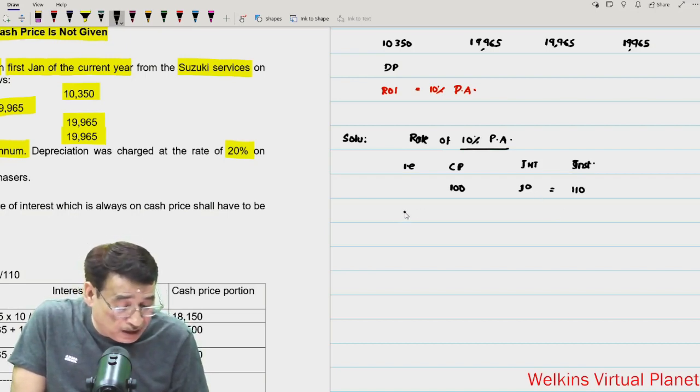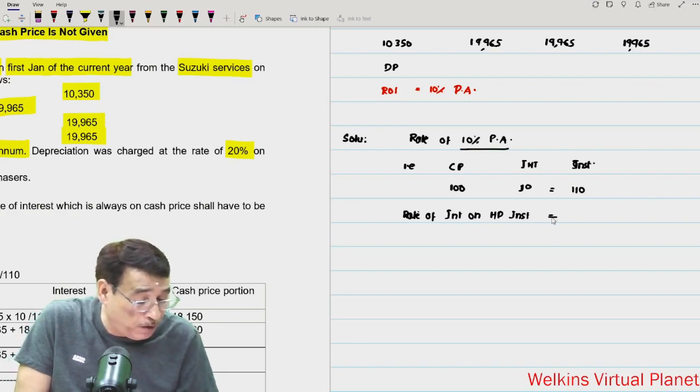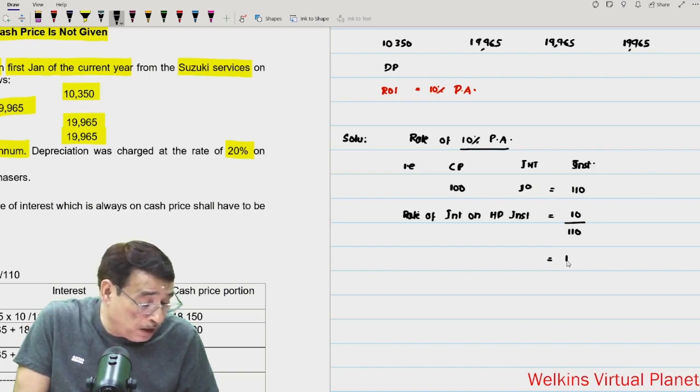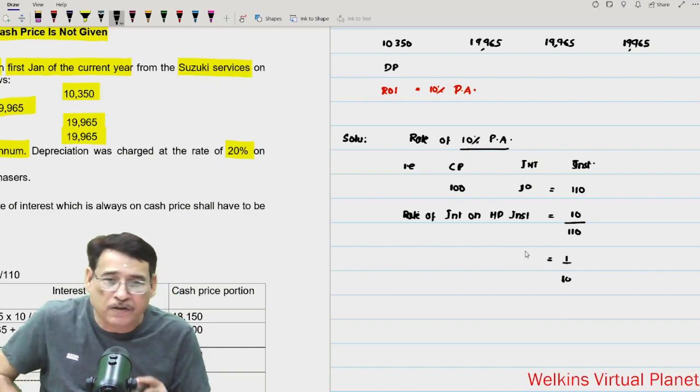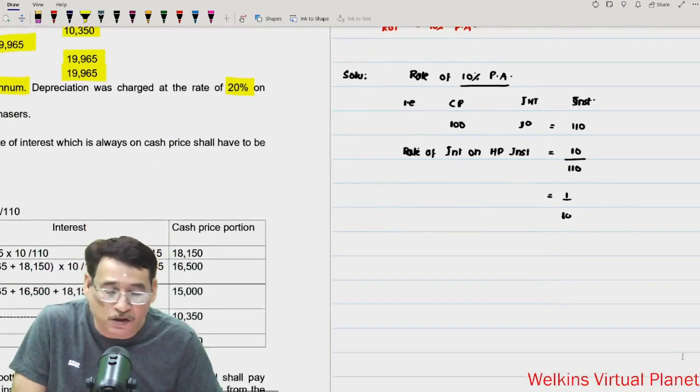So I would now say that rate of interest on hire purchase installment will be equal to, we will keep the interest in the numerator and I will divide it by installment, that is 110. So this should be our first task, to convert the rate of interest from cash price to what we call rate of interest on hire purchase installment price. Is it clear to you or not?